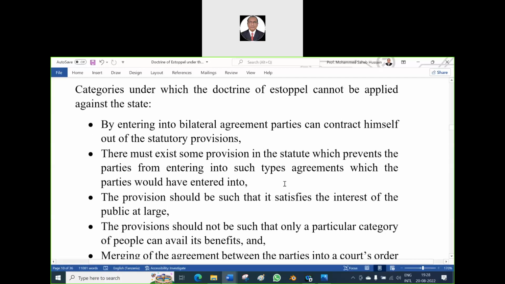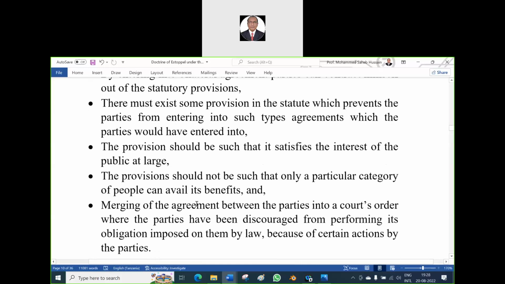Yes, sir. Then here the bullet points are given. By entering into a bilateral agreement, parties can contract themselves out of the statutory provisions. Yes, if the contract itself is there, they can make it out of the statutory provisions. There must exist some provision in the statute which prevents the parties from entering into such agreements. If the agreement is against the statute or against public policy, then it cannot be made. The provision should be such that it satisfies the interest of the public at large, not against public policy, not against any statute prevalent or enacted at the time. The provision should not be such that only a particular category of people can avail its benefit.